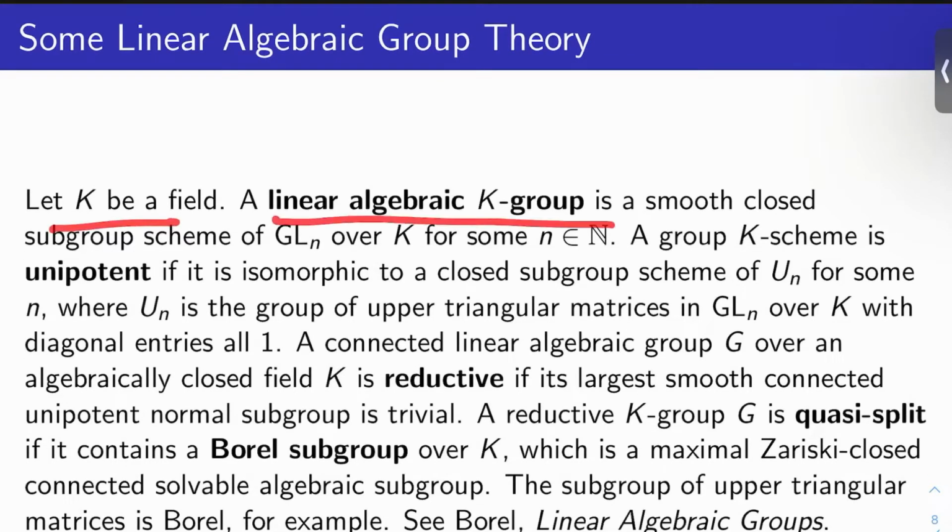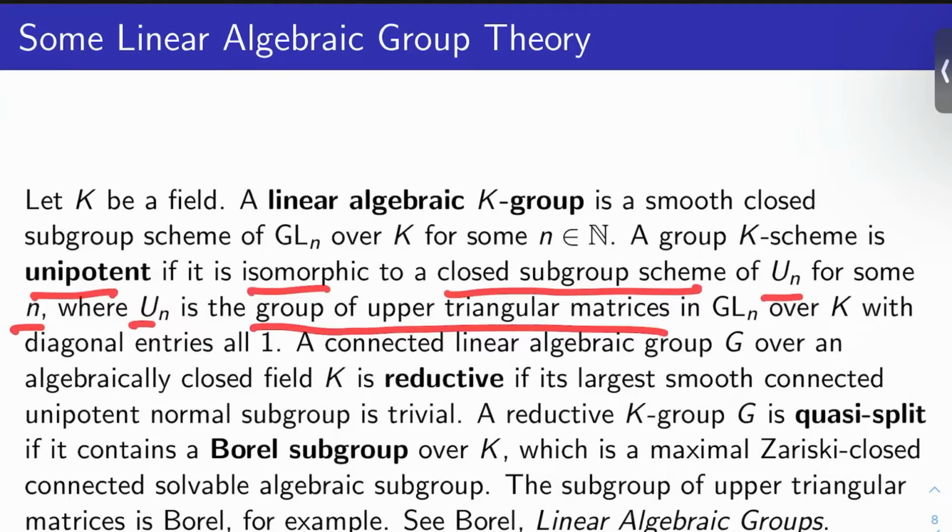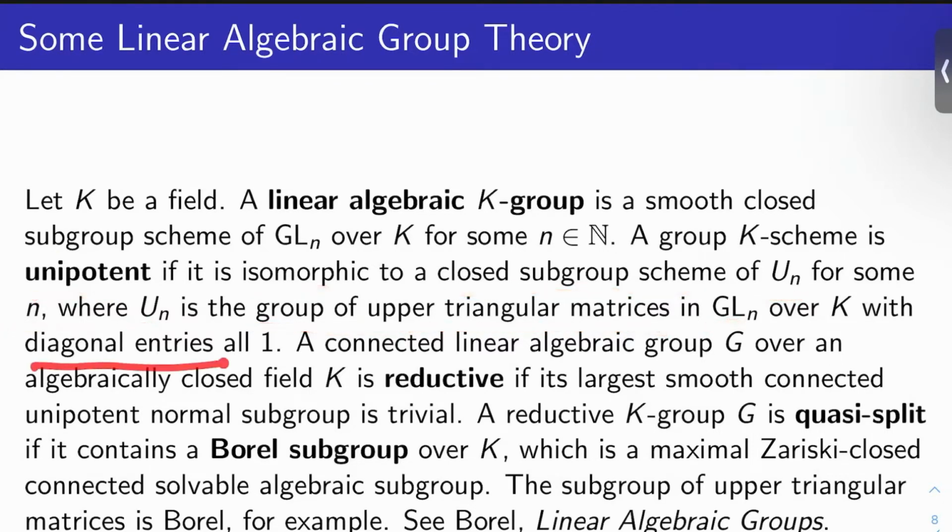A linear algebraic K group is just a smooth closed subgroup scheme of GL_n over K for some natural number n. A group K scheme is called unipotent if it's isomorphic to a closed subgroup scheme of U_n for some n, where U_n is the group of upper triangular matrices in GL_n over K with diagonal entries all 1. And then very importantly, a connected linear algebraic group G over an algebraically closed field K is called reductive if its largest smooth connected unipotent normal subgroup is trivial.